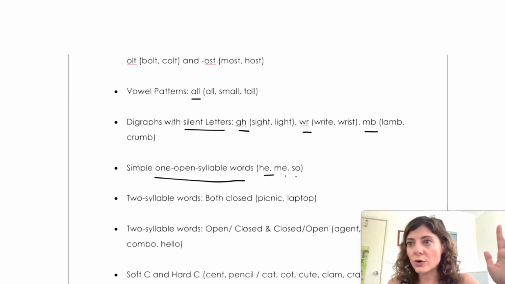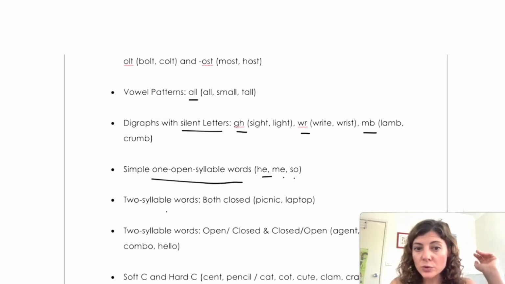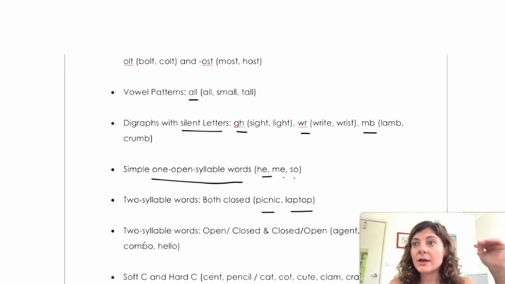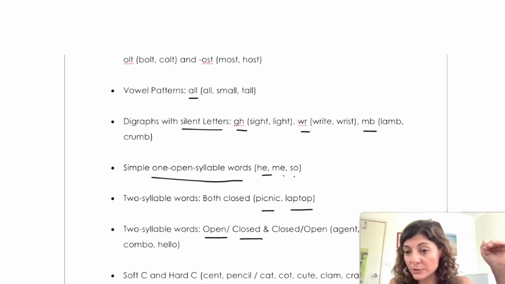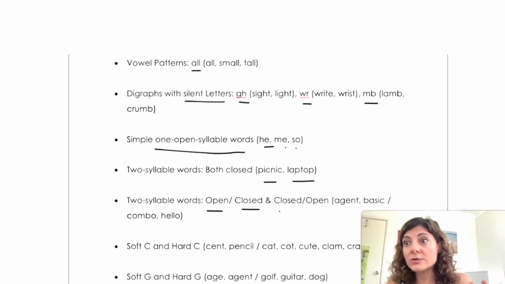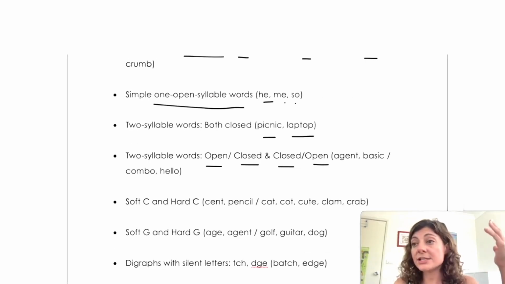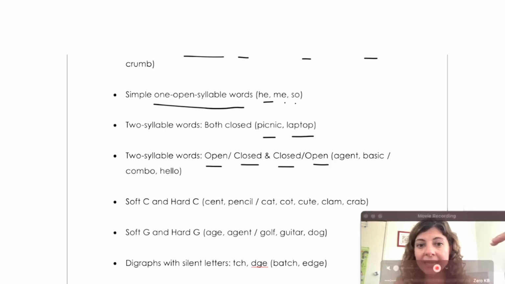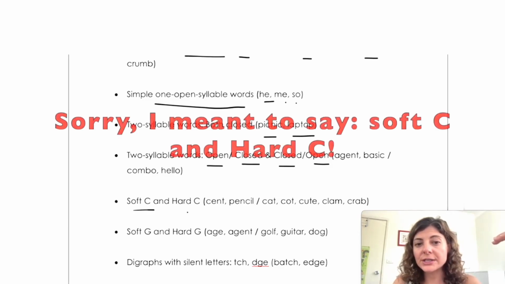Anyway, moving on. Two-syllable words with two closed syllables, such as the words picnic or laptop, is next. We move on to two-syllable words with an open syllable first and a closed syllable second, or with a closed syllable first and an open syllable second. In other words, at this point, we are learning how to read more challenging multi-syllable words. We're also learning how to divide syllables and how this has an effect on how we read the vowels in these syllables. Next is the rules for soft G and hard G.